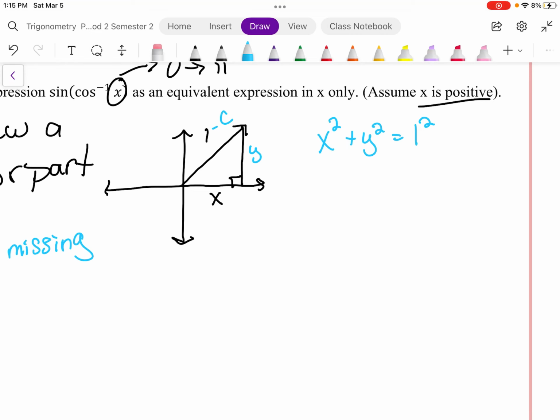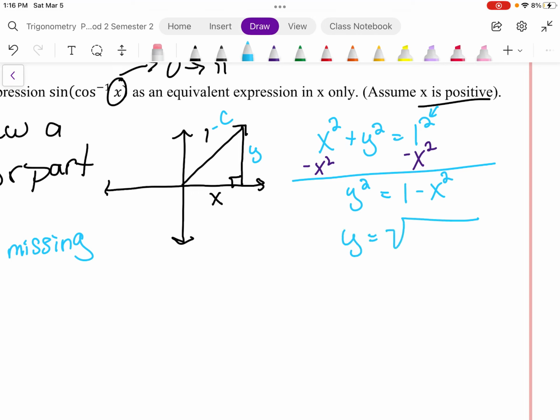So our goal is to isolate y. Our first step is going to be subtracting that x squared. That will give us y squared equals 1 minus x squared. And I'm just going to get rid of the squared on the 1 because we know 1 squared equals 1. And then our last step to figure out what y is equal to in terms of x is taking the square root. So that tells us what this missing side length is in terms of x. The square root of 1 minus x squared.